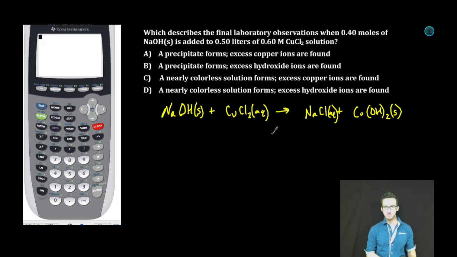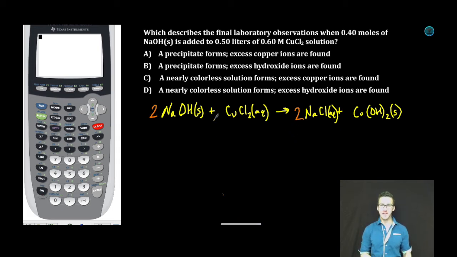Make sure this is balanced. 2 hydroxides here, I need a 2 here to bring some balance, and then I'll need a 2 here to balance out my sodium and my chloride. As you look, we're trying to determine which thing is in excess, copper or hydroxide. So we're gonna have to do 2 calculations here.